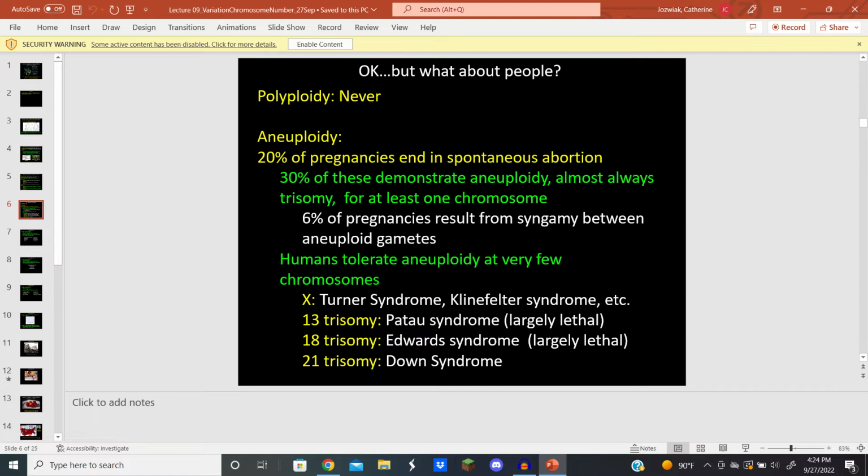There are really only 3 human chromosomes that we have documented aneuploidy in, where an individual survives embryogenesis, essentially. And that can happen at chromosome 13, which results in something called Patau syndrome, at chromosome 18, which results in Edwards syndrome, and also in chromosome 21. And trisomy of chromosome 21 is called Down syndrome. We're going to talk about each of these 3 individually. I will point out that Patau syndrome and Edwards syndrome are largely lethal.